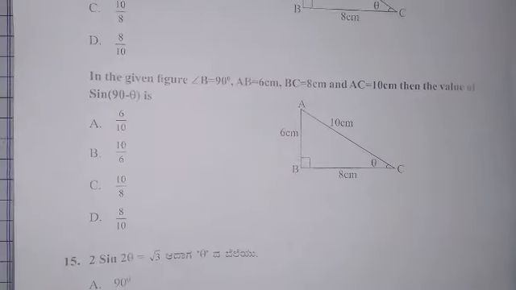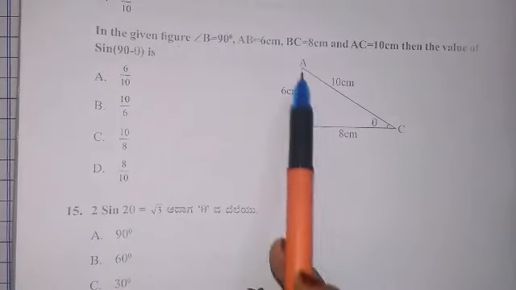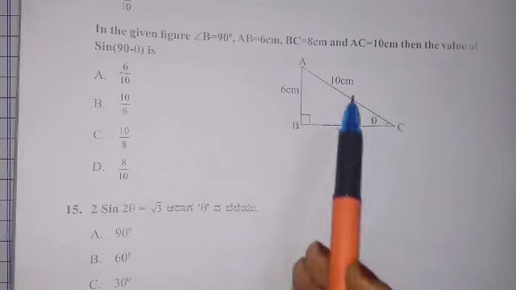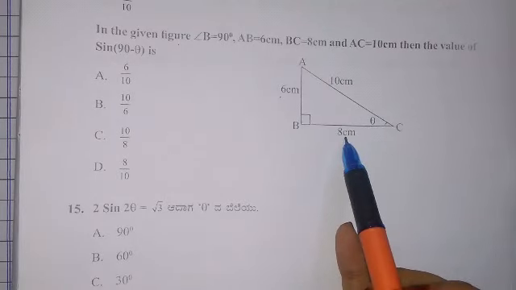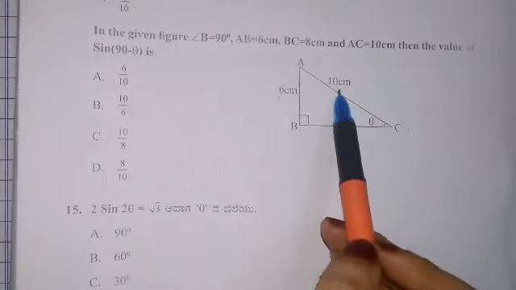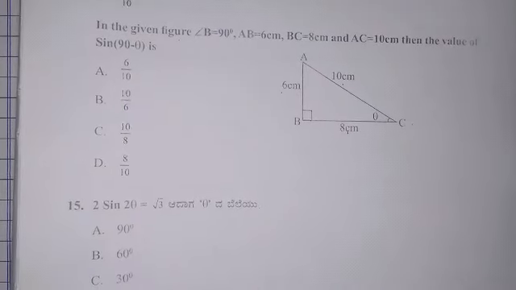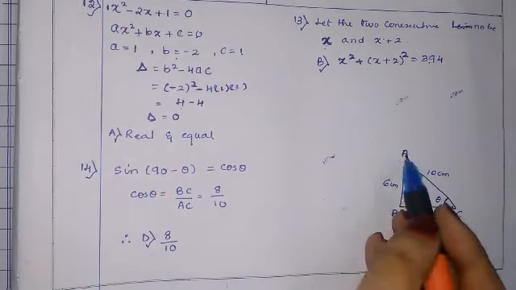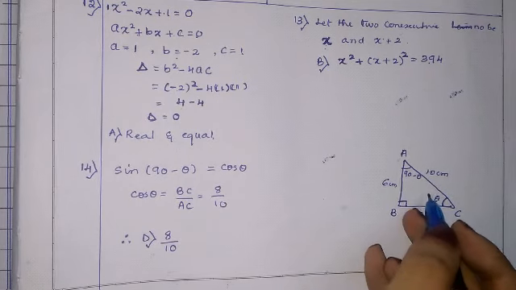Okay, question number 14, let us read out. In the given figure, angle B is 90 degrees, AB equals 6 centimeters, BC equals 8 centimeters and AC equals 10 centimeters. Then the value of sine (90 minus theta) is what? Here A, B, C I have written. Angle B is 90 degrees and the values are given.